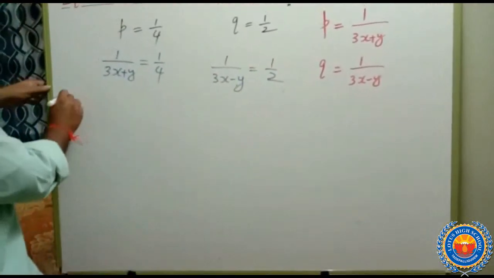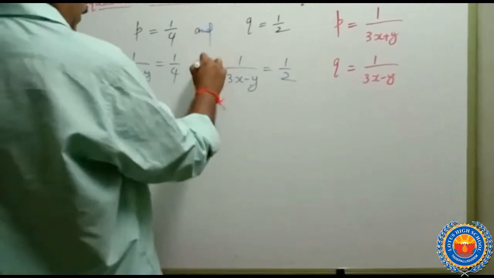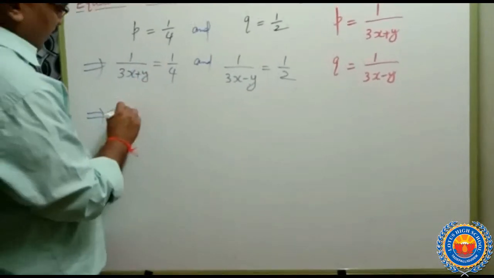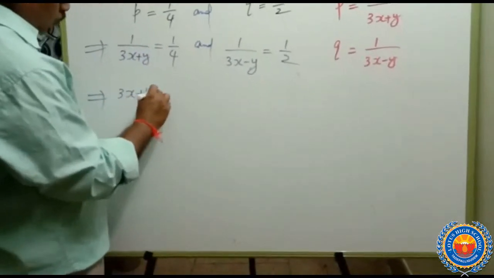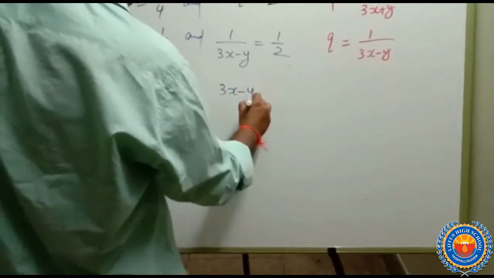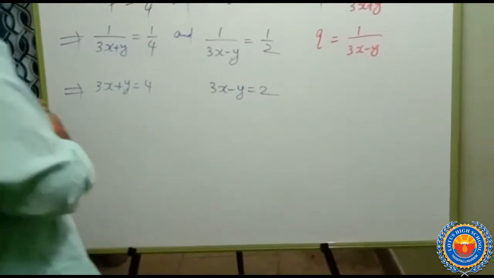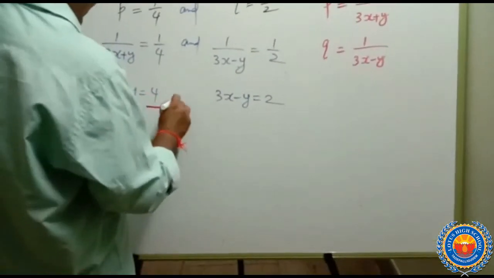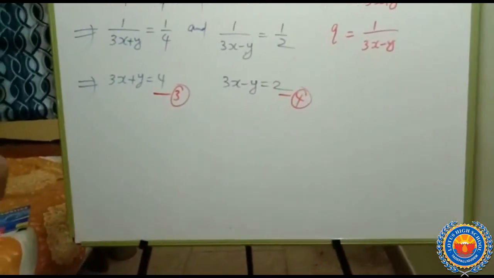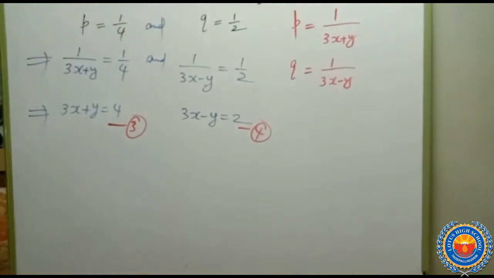Numerators are equal, that's why denominators are equal. 3x plus y is equal to 4 and here 3x minus y is equal to 2. This is equation 3 and equation 4. Let us solve these two equations so you'll get x and y values.